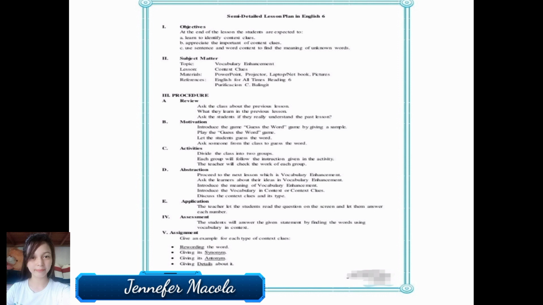The difference between a detailed lesson plan and a semi-detailed lesson plan is that a detailed lesson plan is detailed from daily routines to lesson proper, conversation, and question and answer between the teacher and students. But a semi-detailed lesson plan contains only the procedure or steps to be used in the lesson proper.